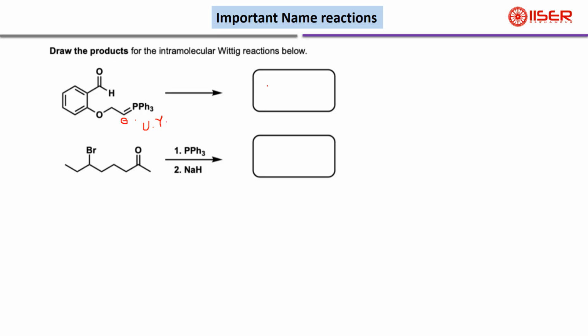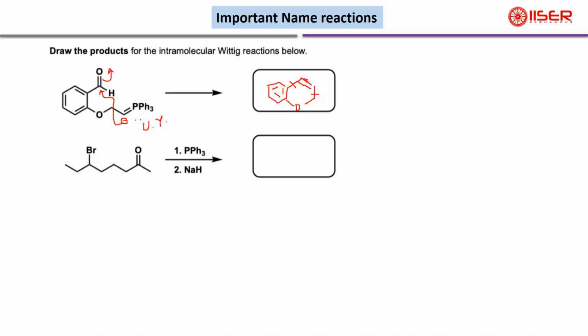So if you draw the product, the negative charge will attack here. It will undergo an intramolecular reaction. It will open up, and then there will be a formation of a double bond from this place. So this will be our product. The newly formed alkene is a Z alkene. Understood?